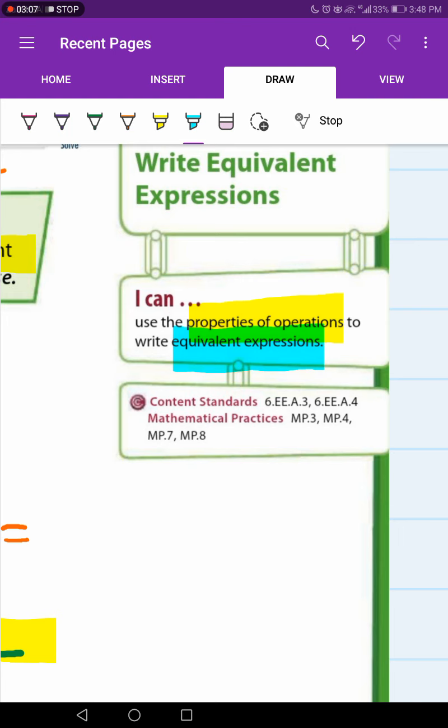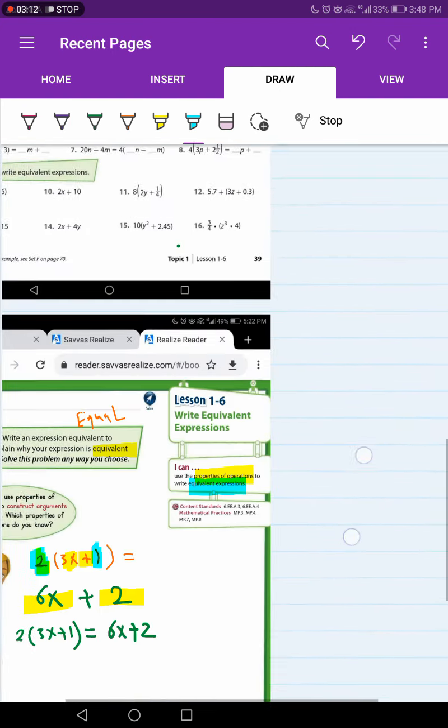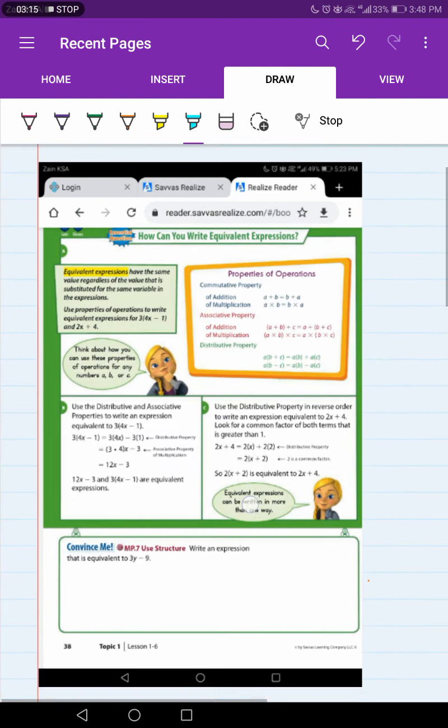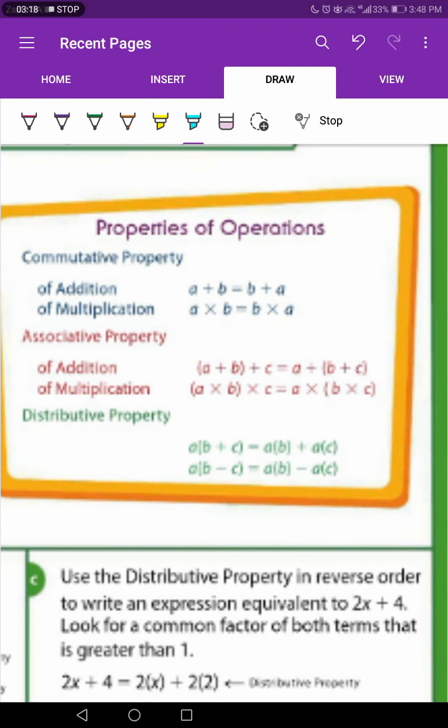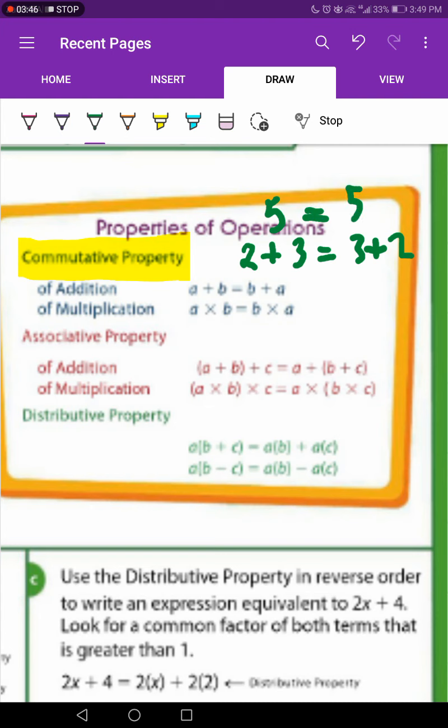First of all, we have to know the properties of operations. You learned them before. Let me remind you what they are. The first one is the commutative property. Commutative property means switch. 2 plus 3 equals 3 plus 2. That means I can switch. If I switch, I get the same answer. Is that right? Yes, because this is 5 and this is 5.